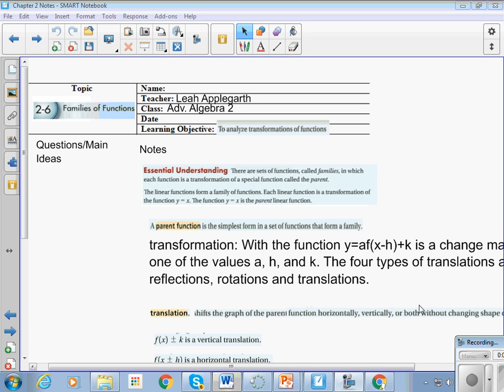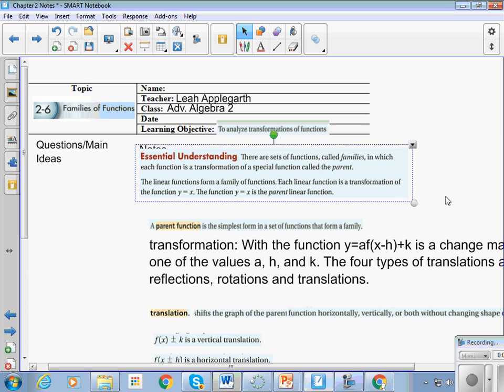All right, so this is 2-6 for Algebra 2. Our learning objective is to analyze transformations of functions. And our essential understanding is that there are sets of functions called families in which each function is a translation of a special function called a parent.